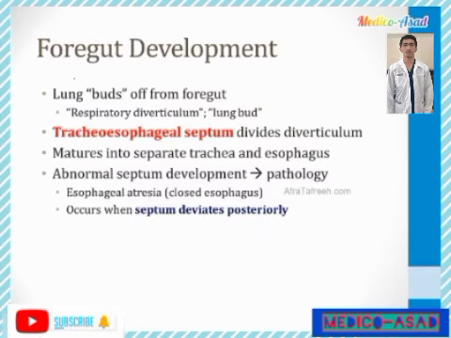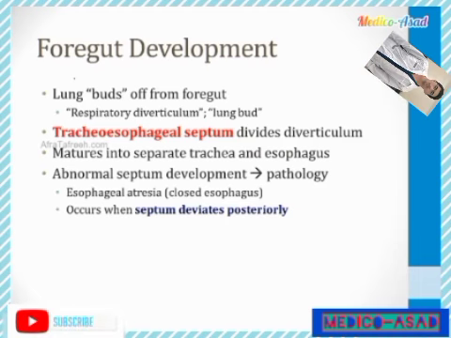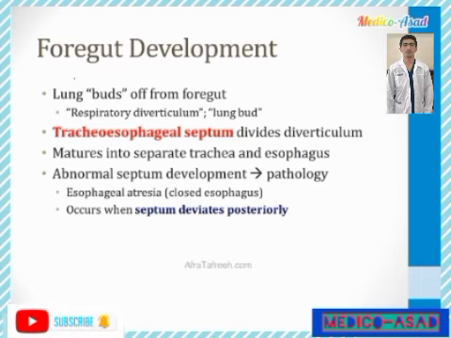Now what I'm going to do is talk about each of the three sections of the embryonic gut tube, the foregut, the midgut, and the hindgut, and I'll talk about how each section develops and the important anomalies that you need to know about for Step 1. We'll start by talking about the foregut.